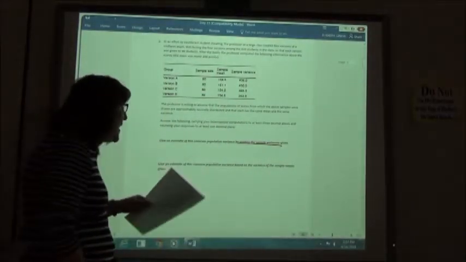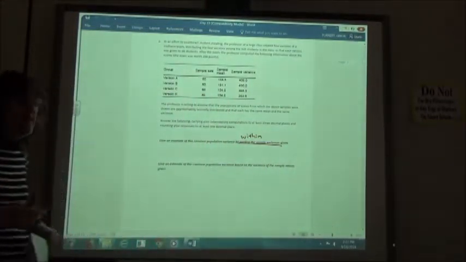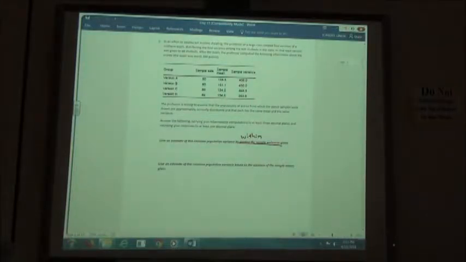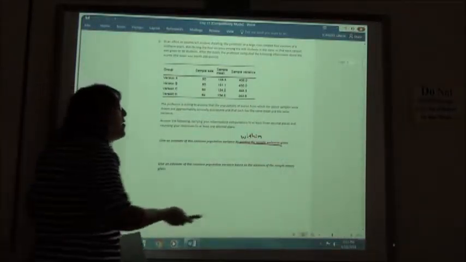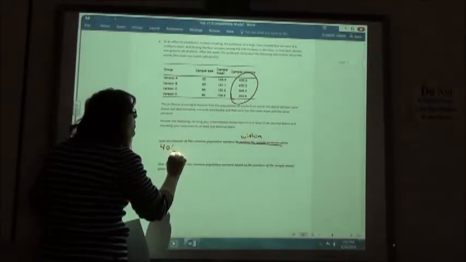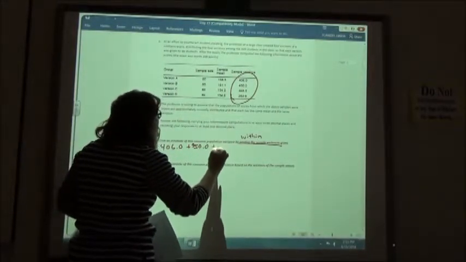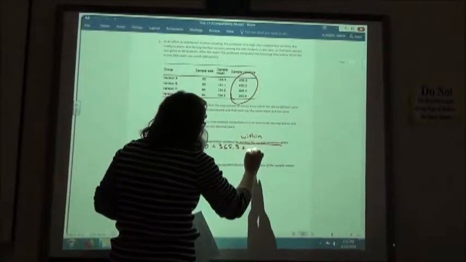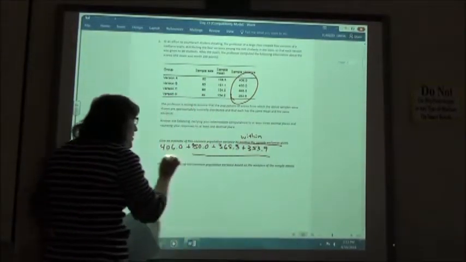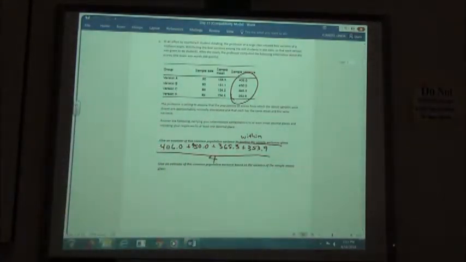When they tell you to pool the sample variance, it's asking for the same thing as when it asks for within the mean, like we did on the previous ones. So they may word that 2 different ways. Pooling the sample variance is the same thing as the within, where we found the mean of our sample variance. So we're going to start by taking our 406.0 plus our 450.0 plus our 365.3 plus our 353.9. Once we add that together, we're going to divide by 1, 2, 3, 4, since we have 4 numbers on our list. So go ahead, add those up.